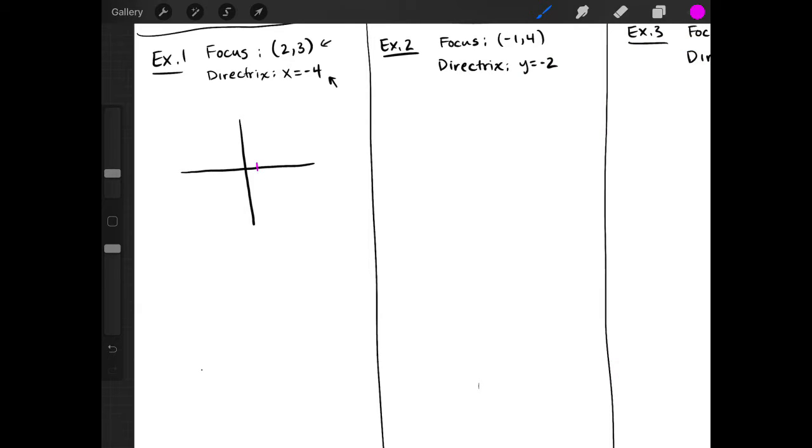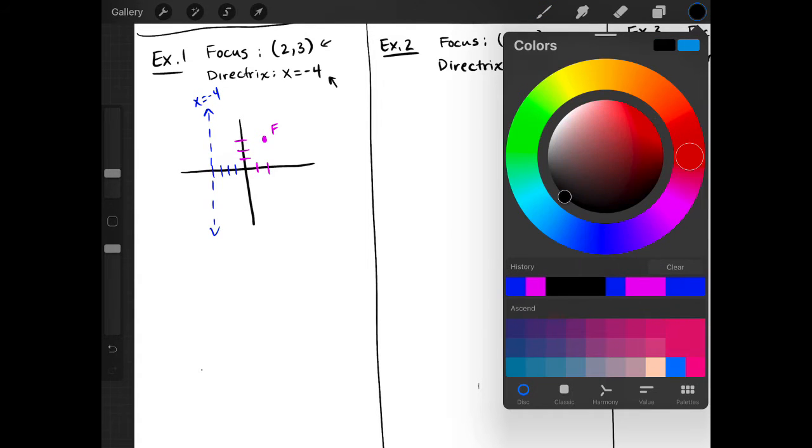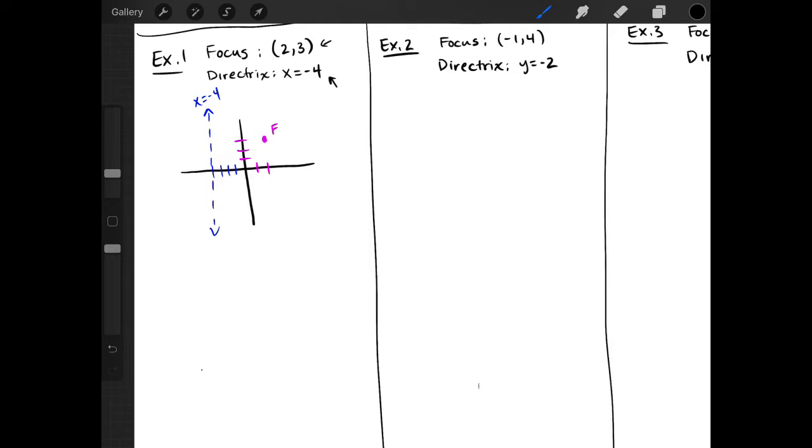Our focus, let me pull a different color here, is (2, 3). That's your focus. Your directrix is x equals -4. So x equals -4 is 1, 2, 3, 4 to the left. Since it is x equals, that means we're drawing our directrix as this vertical line right here. That's x equals -4. From that, we find out a lot about our parabola.